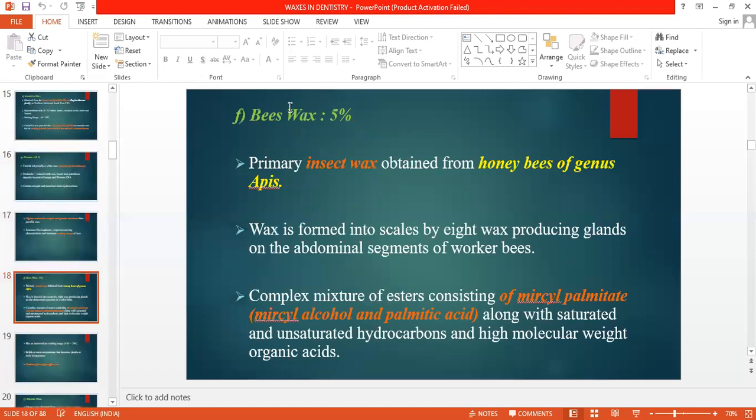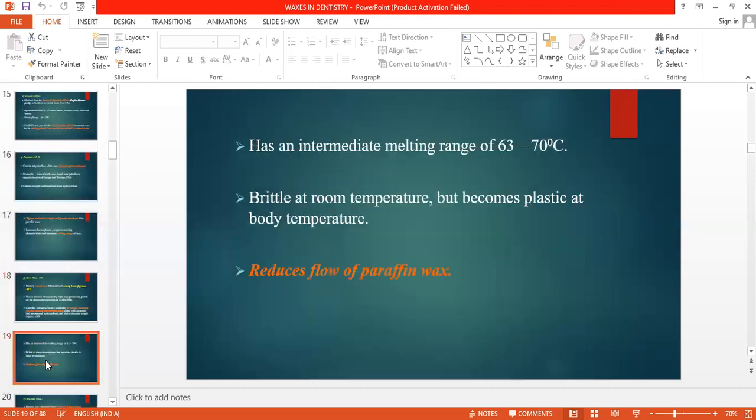The next one is bee wax, which is the primary insect wax obtained from the honeybees of genus Apis. It is formed into scales by eight wax producing glands on the abdominal segments of worker bees. It mainly consists of myricyl palmitate, that is, a combination of myricyl alcohol and palmitic acid. It has an intermediate melting range of 63 to 70 degrees Celsius. It is brittle at room temperature but becomes plastic at body temperature. And it reduces the flow of paraffin wax.